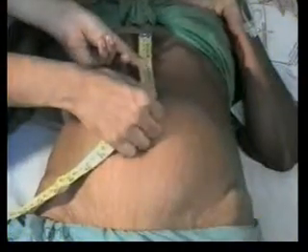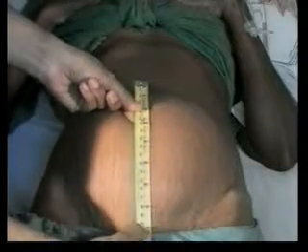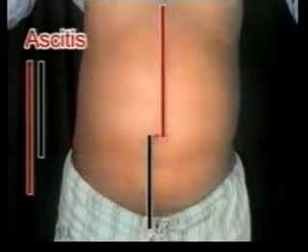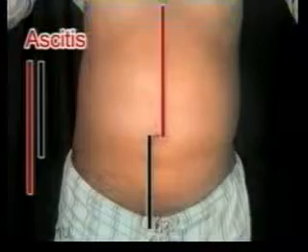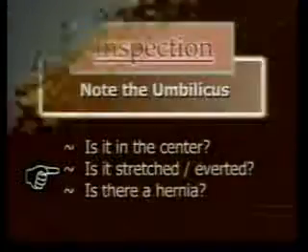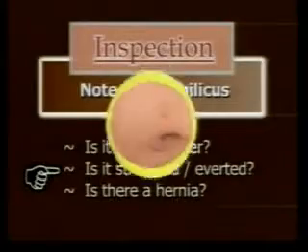Note here that the distance between the xiphoid process and the umbilicus is less than the distance between the umbilicus and symphysis pubis. In ascites, reverse is the case. The distance between the xiphoid process and the umbilicus is more than the distance between the umbilicus and symphysis pubis. This is Tanyol's sign. Then note the shape of the umbilicus.